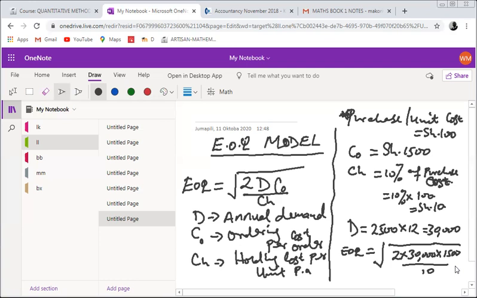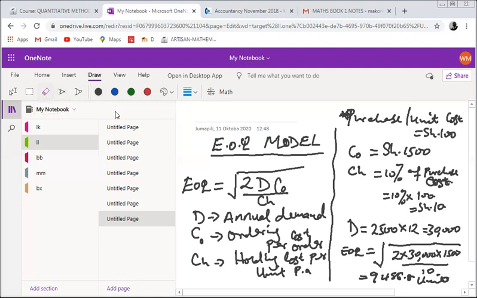We find that it's going to be somewhere 9,486.8 units. EOQ is always in units. Let me confirm. 2 times 1,500 divided by 10. Actually, it is 3,000. I had made a mistake somewhere.